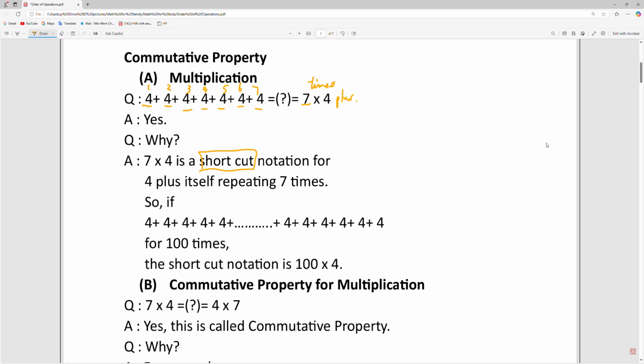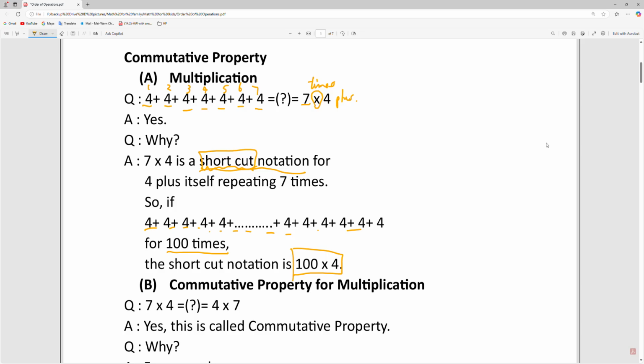We use the multiplication sign, or we call it times. That's a new notation. This new notation is a shortcut for addition. So if you want to add 4, how many times? 100 times. Then we denote it as 100 times 4.